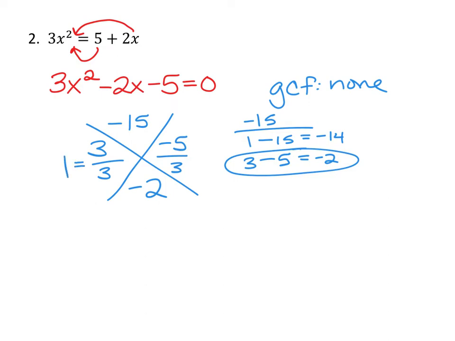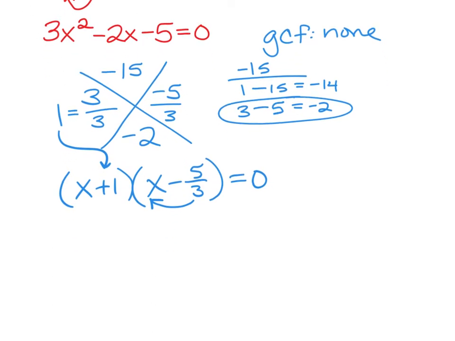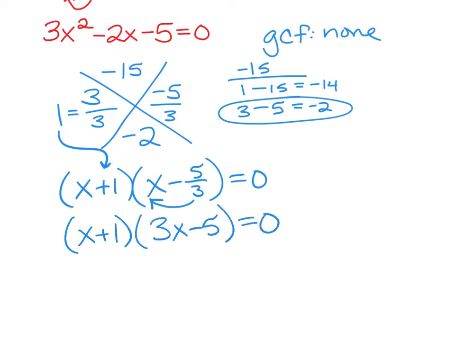3 divided by 3 becomes 1. Negative 5 divided by 3 doesn't reduce, so I'm not going to do anything with it. And I don't have a GCF to write down, so I just start with my parentheses. It would be x and a positive 1 multiplied by x and a negative 5/3. And to finish our factoring step, we would swing that denominator forward to have a fully factored quadratic here, x plus 1 times 3x minus 5 equal to 0.